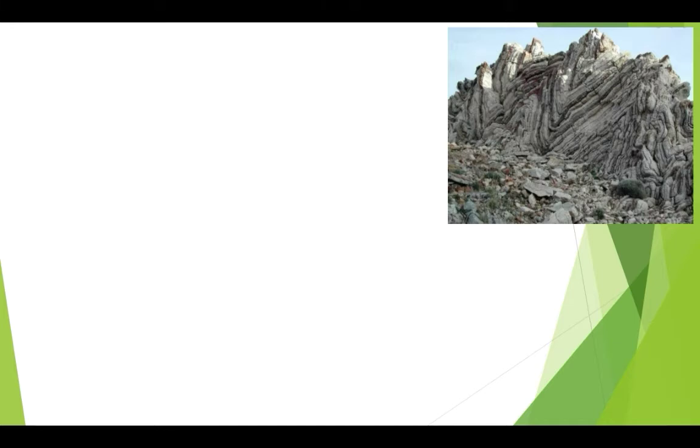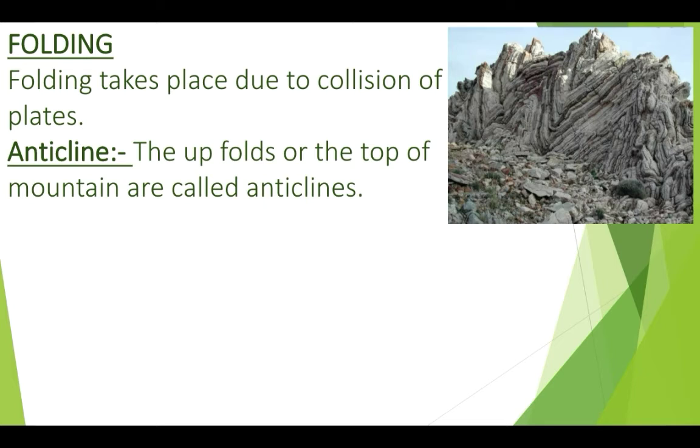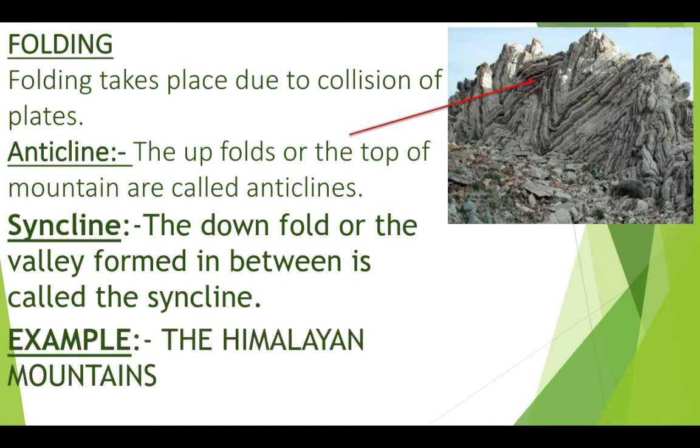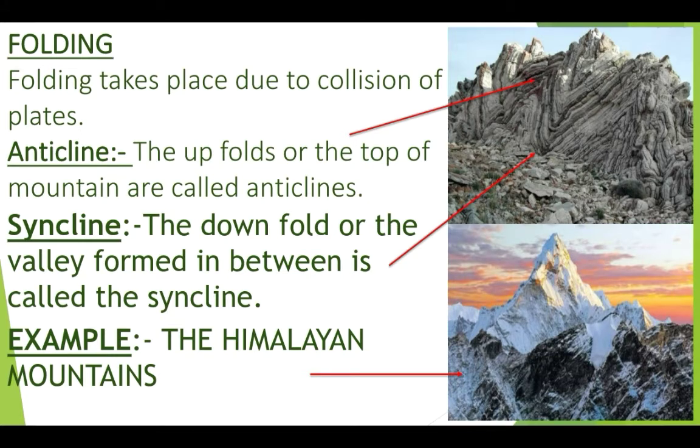Mountains are built by two forces: folding and faulting. Folding takes place due to collision of plates. The upfolds, or the top of the mountain, are called anticlines. The downfold, or the valley formed in between, is called the syncline. The Himalayas are the best example of folding. These are known as young fold mountains.